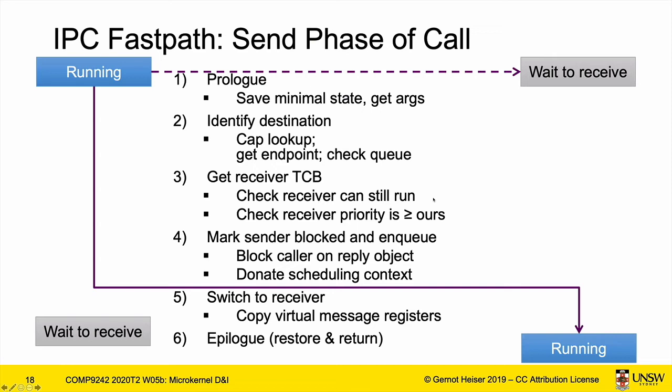So from the endpoint you get a reference to this receiver's thread control block, check whether it's runnable as soon as it gets the message, do a priority check, and then from then on we know we just need to switch to the receiver. We then block the caller on the reply object so we can return back to it, and transfer the scheduling context. And then do the context switch.